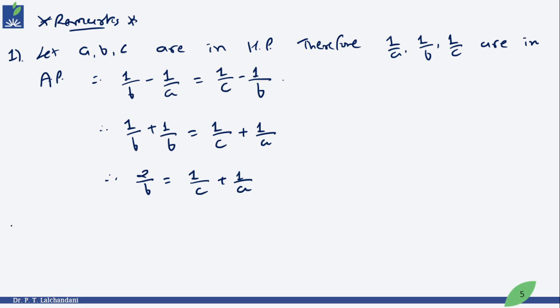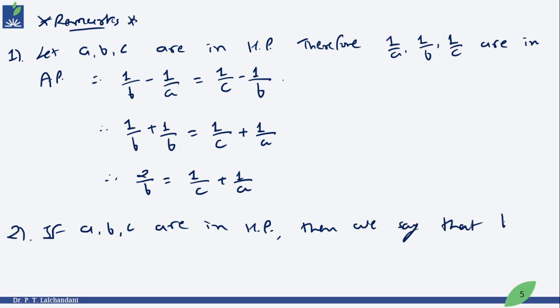Okay. Let us see the second remark. Once again, we are beginning with A, B, C in harmonic progression. So if A, B, C are in harmonic progression, then we say that B is the harmonic mean of A and B, right? Suppose A, B, and C are in harmonic progression, then B is said to be the harmonic mean of A and B, right?